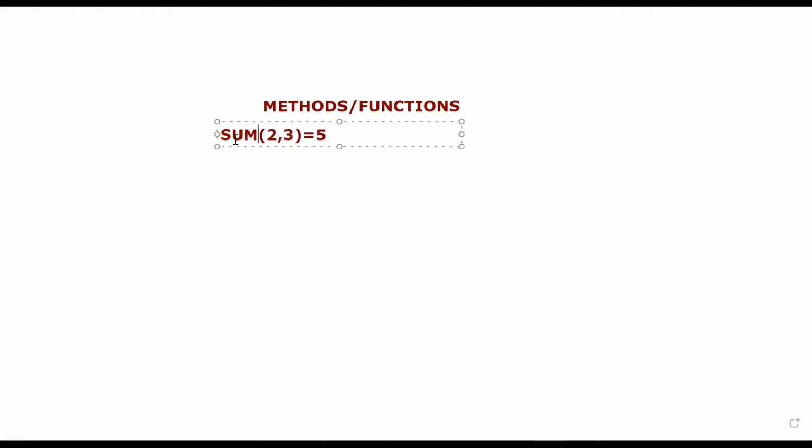Now inside this function, it is already coded what action it is supposed to take. We have to just use it. Instead of writing code inside it again and again, I'm just using it. So it is saving my time and efforts. So this is the main advantage of using a function or method.